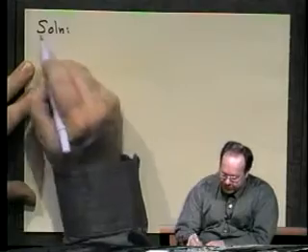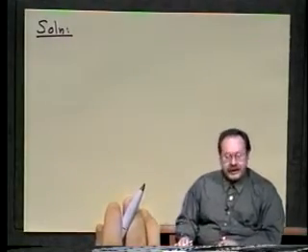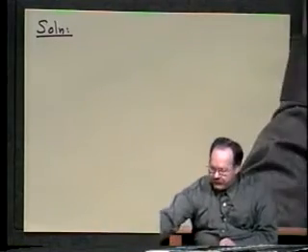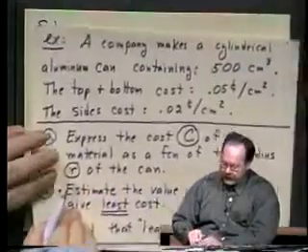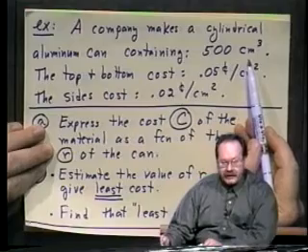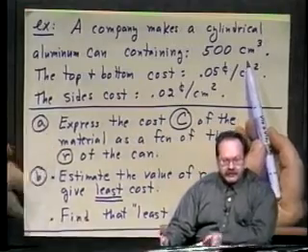Now we'll go on with the solution. I hope you had a good chance to work on that problem. Here's how I would attack this. First of all, I'm going to make an observation about volume, because that's what happens in the first sentence of the problem: a company makes a cylindrical aluminum can containing 500 centimeters cubed. That's a volume statement. So before I go any further, I'm going to make some volume observations.